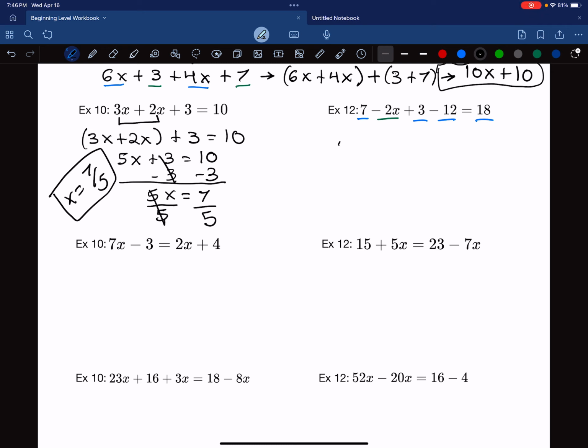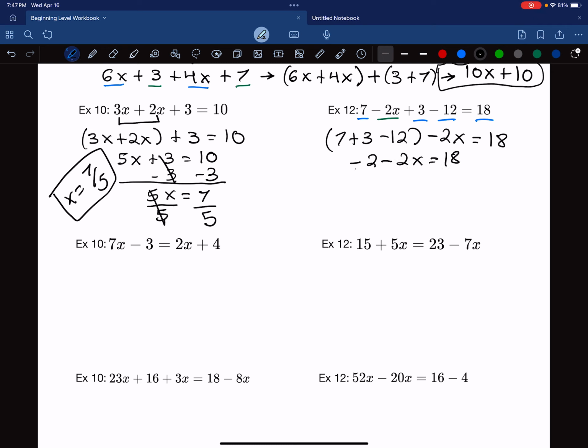So to do that, we're going to do 7 plus 3 minus 12. Put that in parentheses, and then we're going to subtract 2x and set it equal to 18. And then from here, when we combine, you're going to get negative 2. 7 plus 3 minus 12 is negative 2. And then we're going to subtract 2x and set it equal to 18.